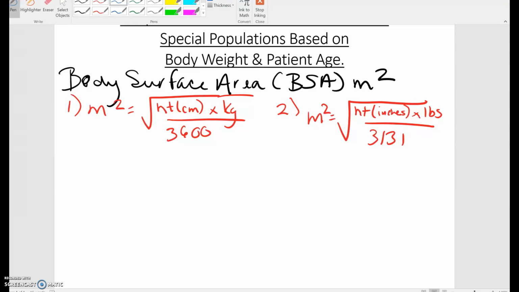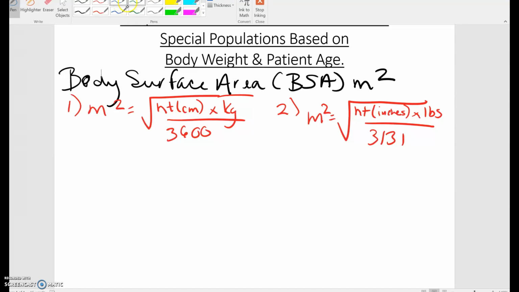Now, I'm going to tell you now, if you're using your appendix in the back of the book, your answers are not going to be correct because the book is using the nomogram to calculate the body surface area and not the actual formulas. The nomogram gives you an approximation of a patient's body surface area, not the exact body surface area. These 2 formulas will provide you the exact body surface area for the patient.